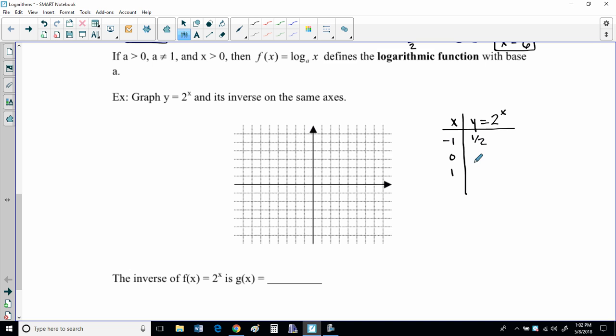So -1, and then 0, 1, and then 2. So -1 is a half, 0 is 1, 1 is 2. And then we get, remember, don't forget about your horizontal asymptote. We got to see which way that's going. And it's definitely going that way. And then by 2, we get, I can put that on there too.